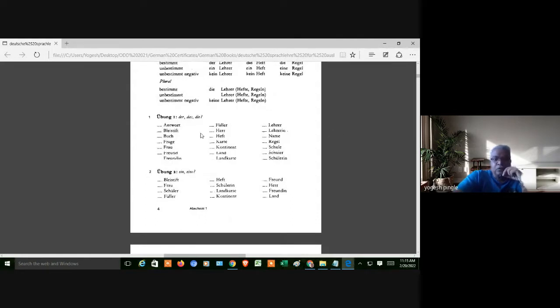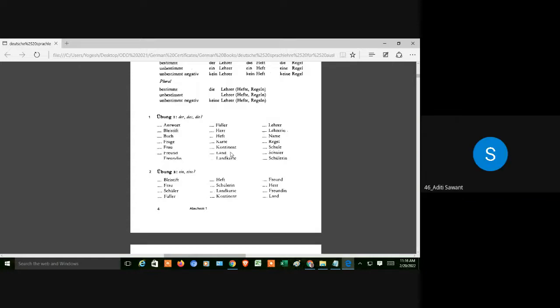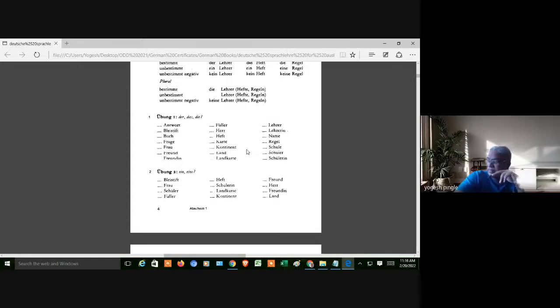Okay. So if you look at the articles, all these nouns we have already put the article, as well as we also know its plural form. So for example, Land. Can you tell what is the article for Land, Aditi? Das Land. Das Land, die Länder. Very nice. Das Land, die Länder. Okay, which is very, very important.